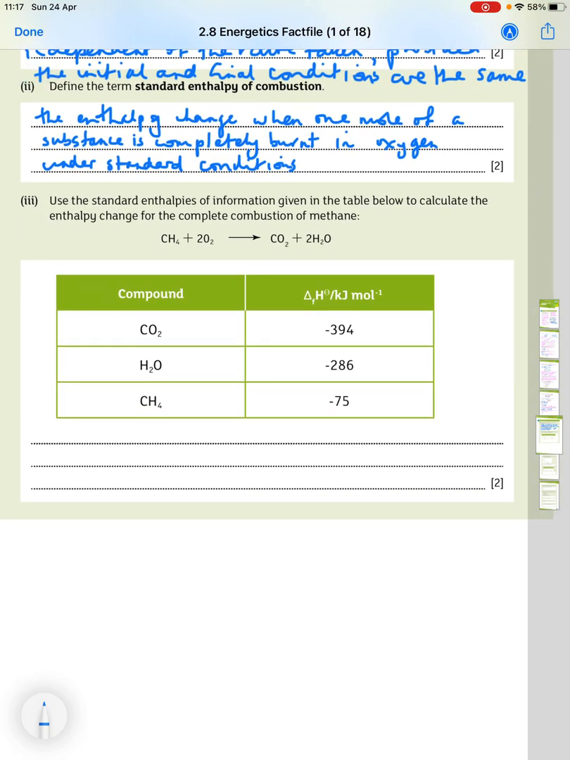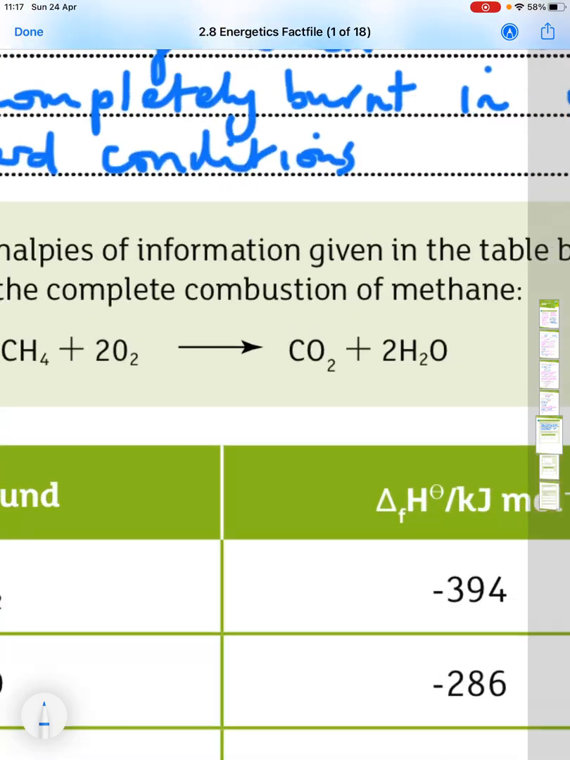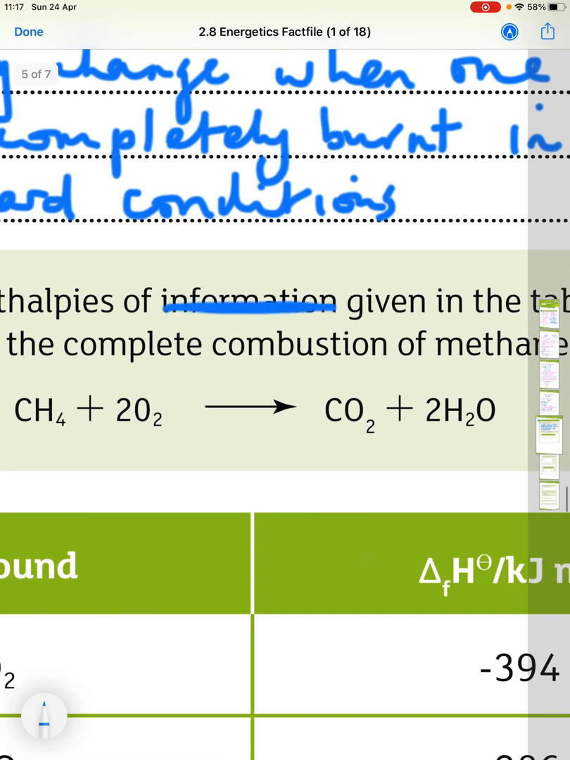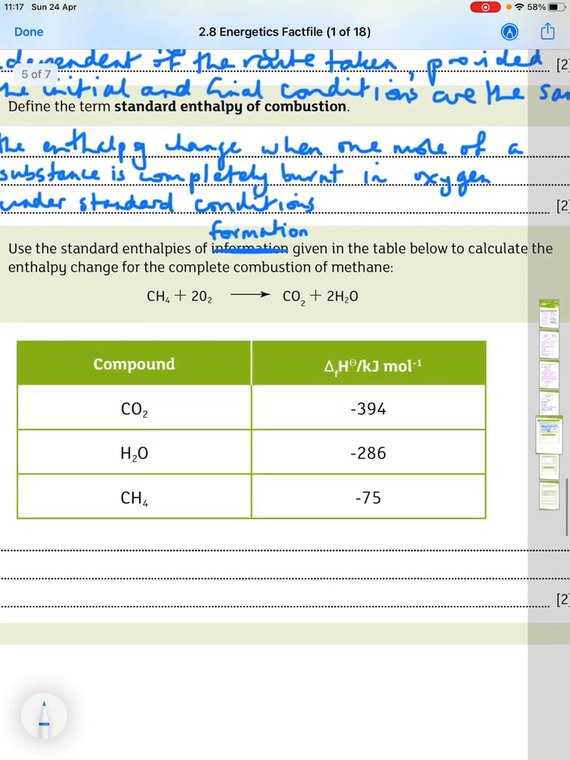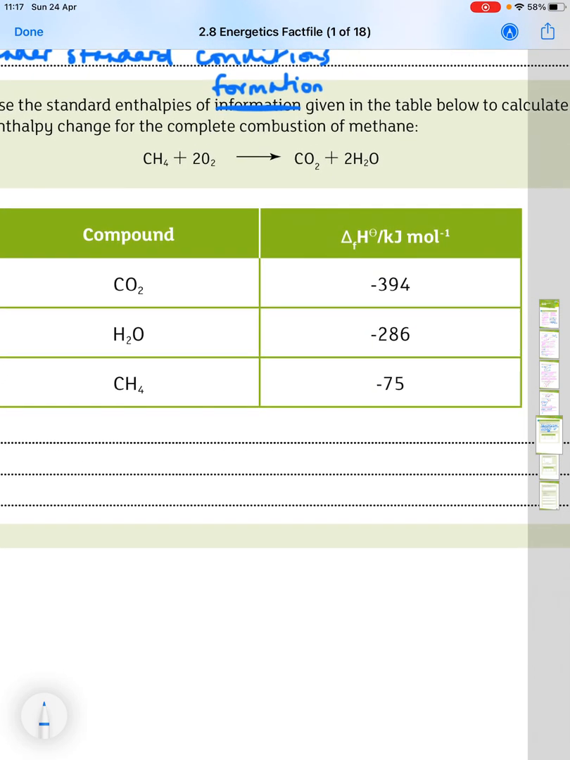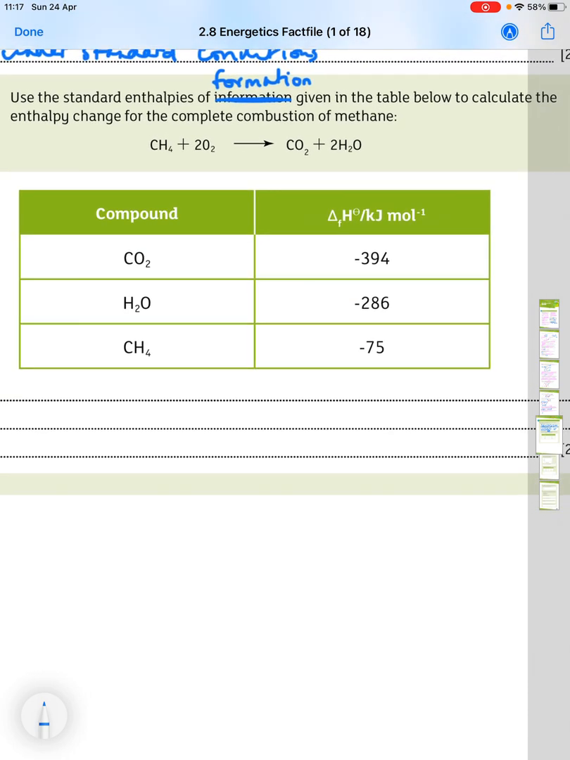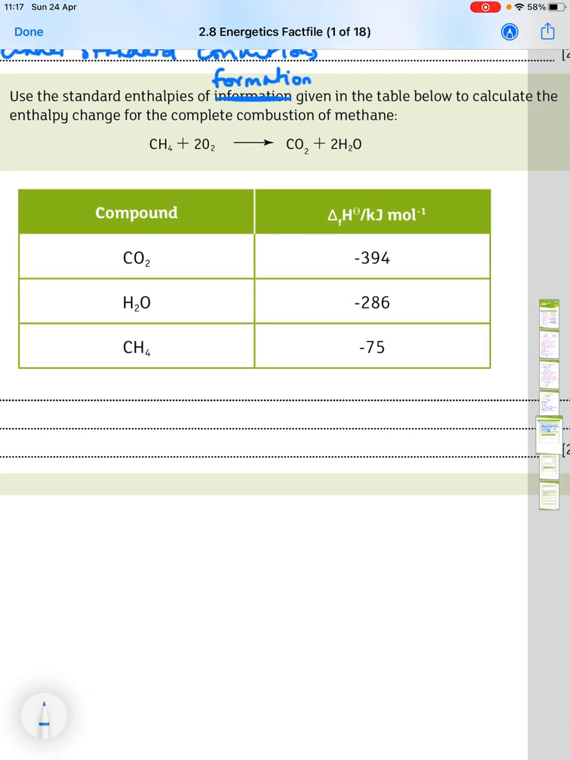So next we have to use the standard enthalpies of, that should say formation. There are a few typos in these, and they can throw you off if you're not sure what they are. So use the standard enthalpies of formation given in the table below to calculate the enthalpy change for the complete combustion of methane. What I'm going to do is draw my little cycle out down below here. So CH4 plus 2O2 giving CO2 and 2H2O.